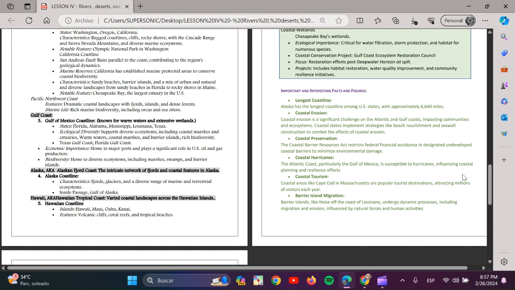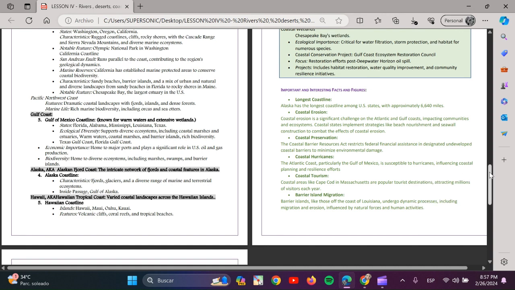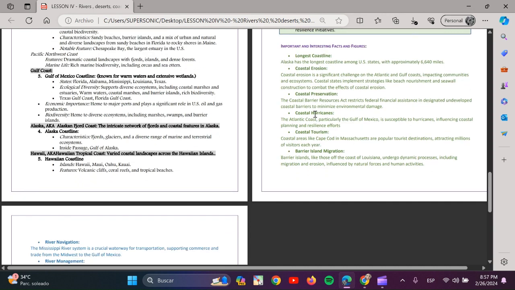The barrier island migration. We were talking about this minutes ago. They are like those of coastal Louisiana, undergoing dynamic processes, including migration and erosion.